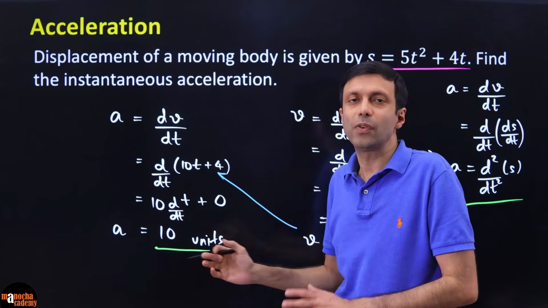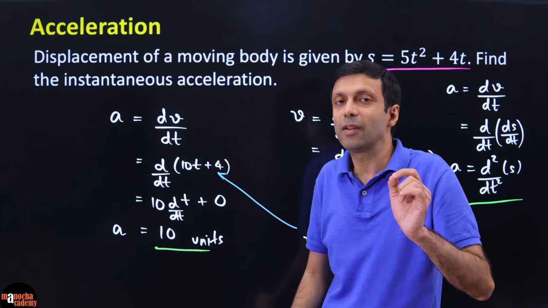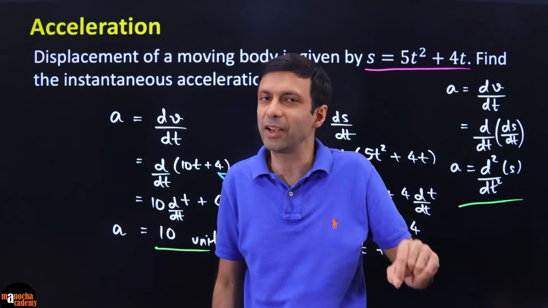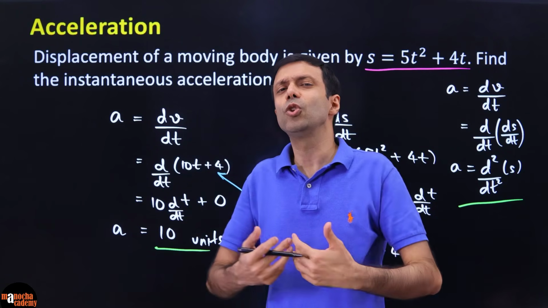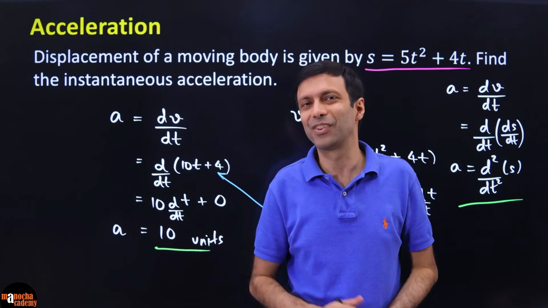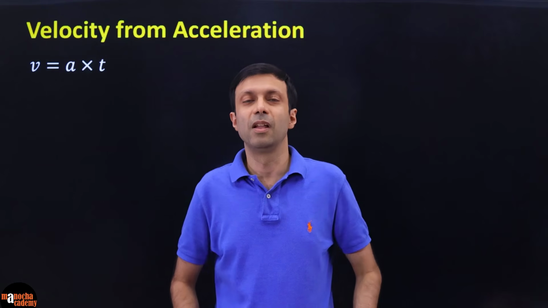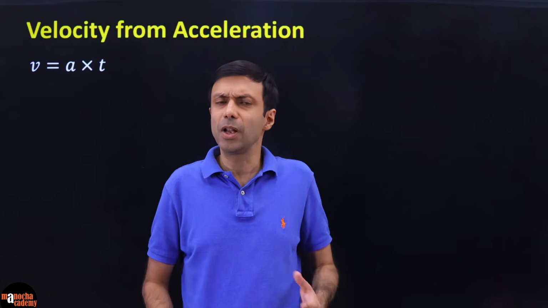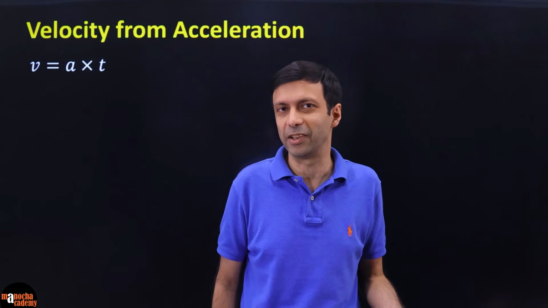Suppose we got 10t over here, you leave it as that. Because they have not given you that I want to know the acceleration at this time, at 4 seconds, 5 seconds, nothing like that is given. So you can leave the expression in terms of t like that. We have seen how to calculate acceleration from velocity. But how do you calculate velocity from acceleration?